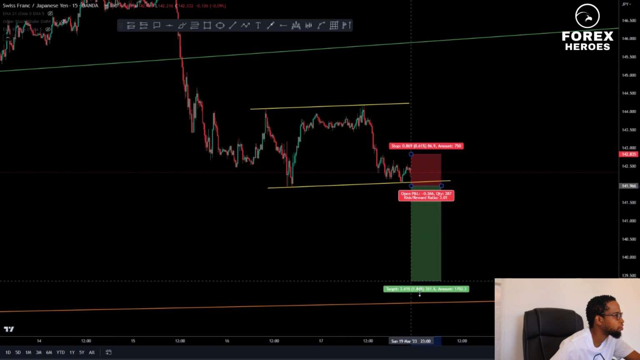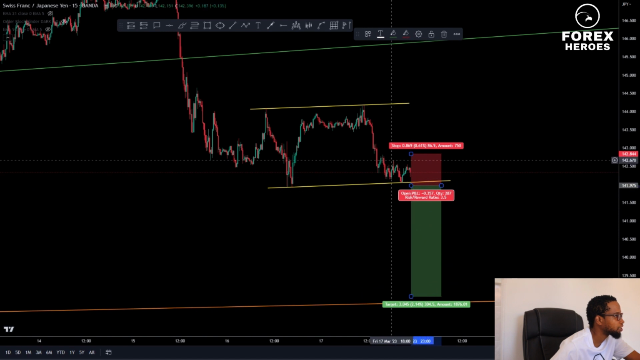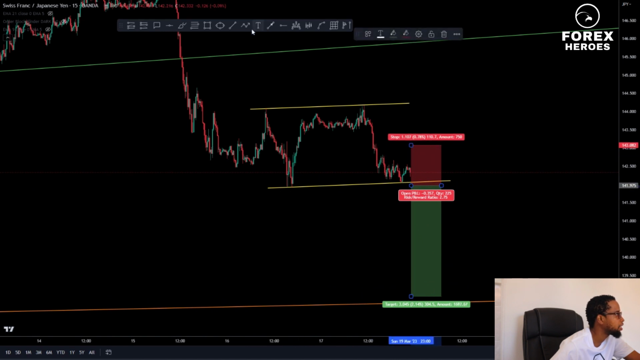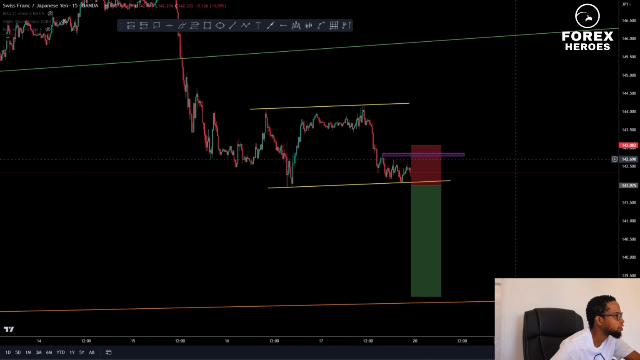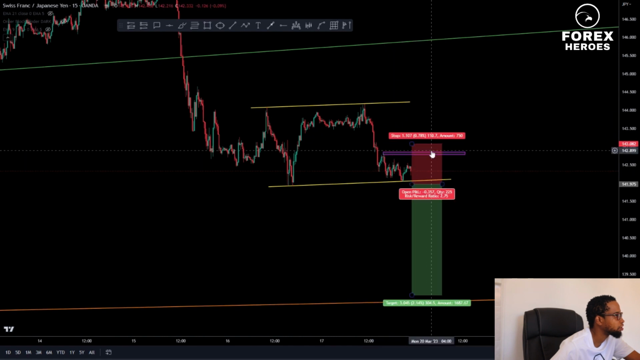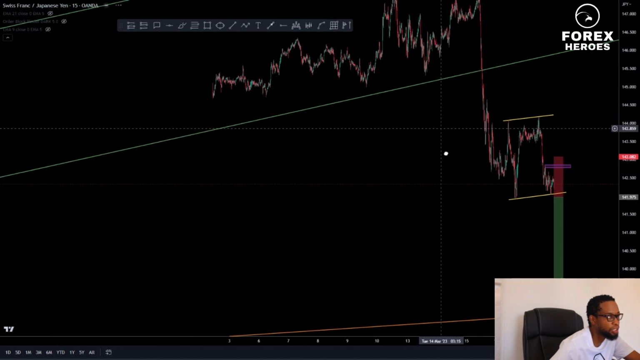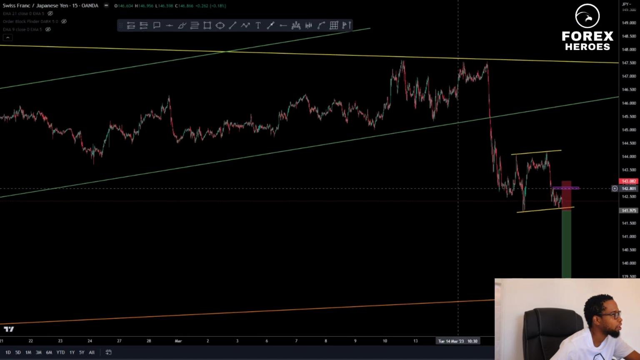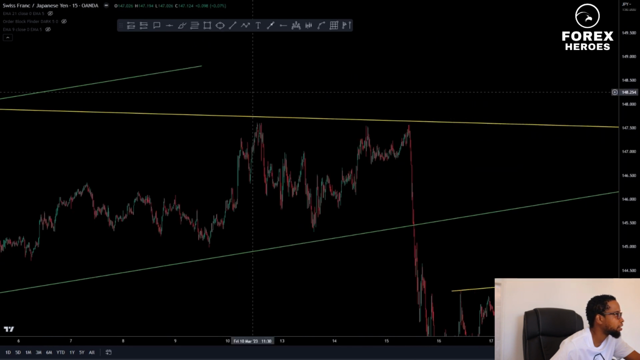This is what I'm looking for. Should we break, when we break, we're gonna sell, and then your stop loss will be above this point. Understand? That's what you'll be looking at. That's how we're gonna sell this one. So the very same thing that I showed you, you need to go and practice it.